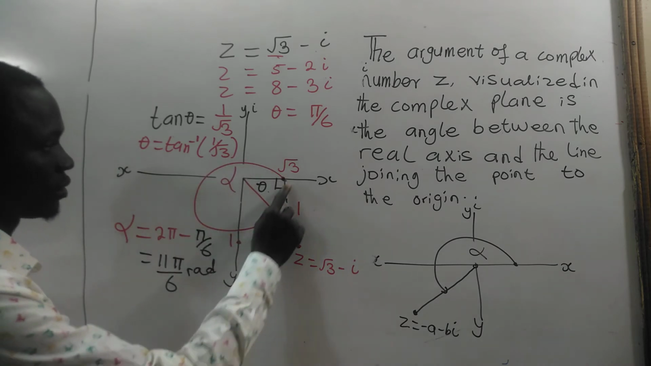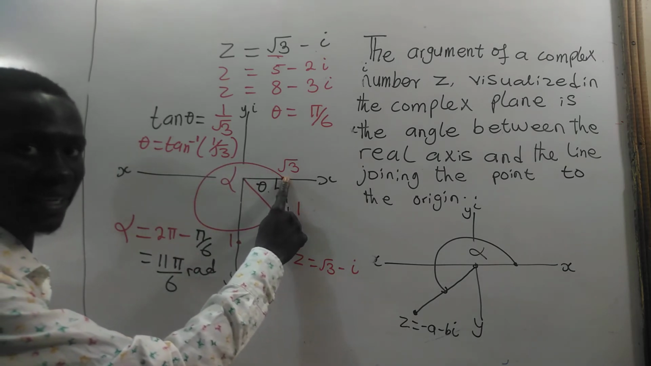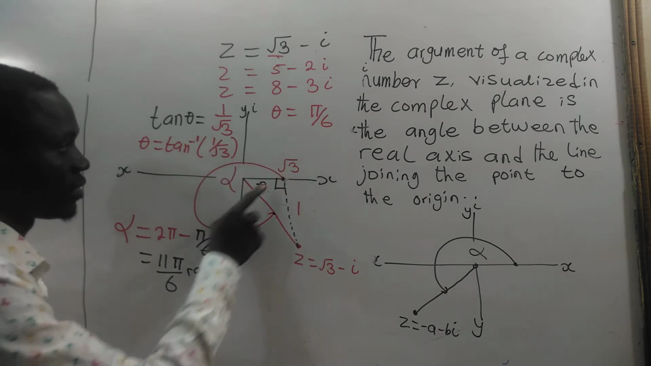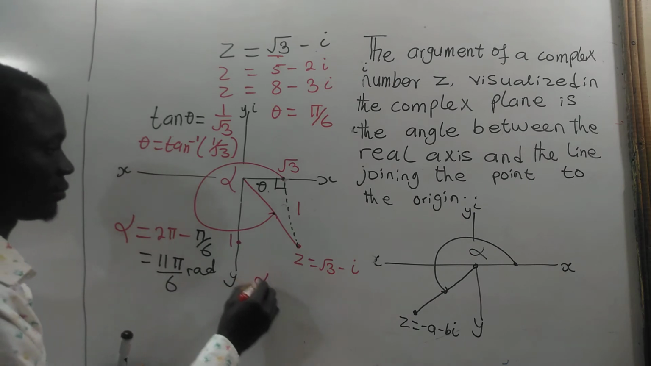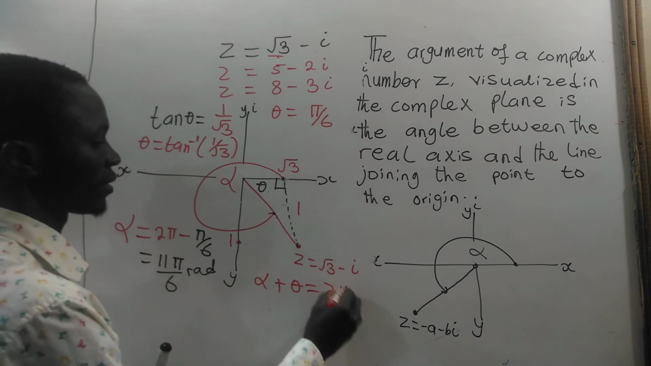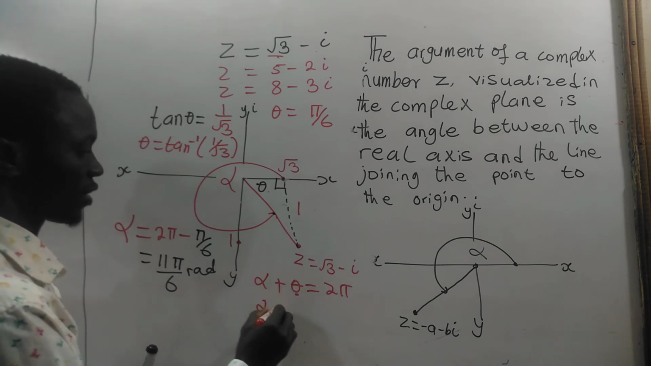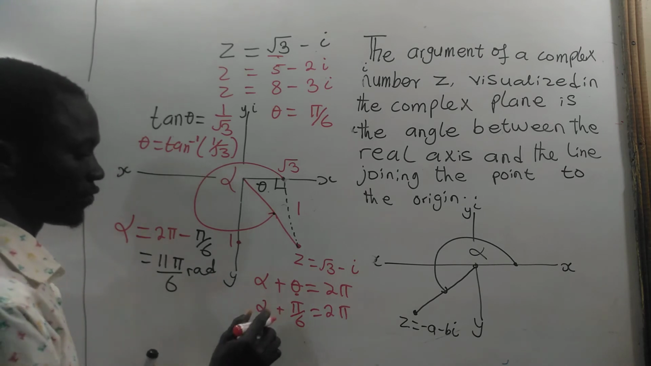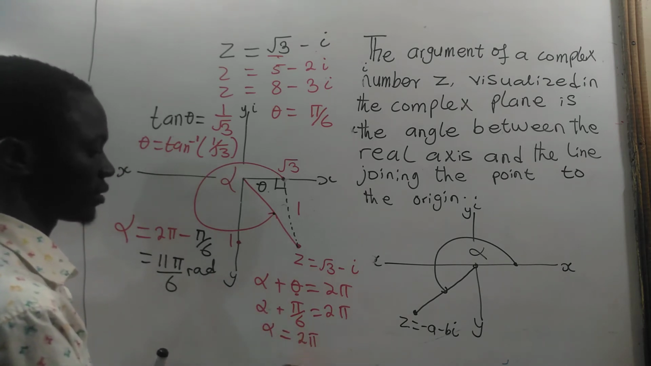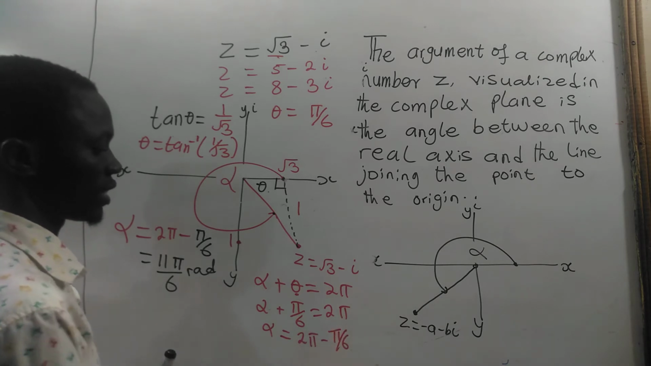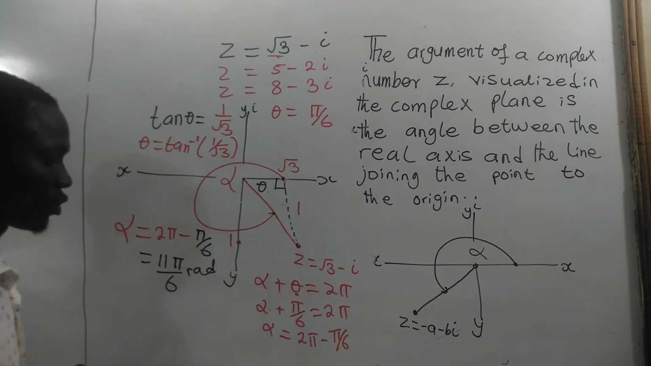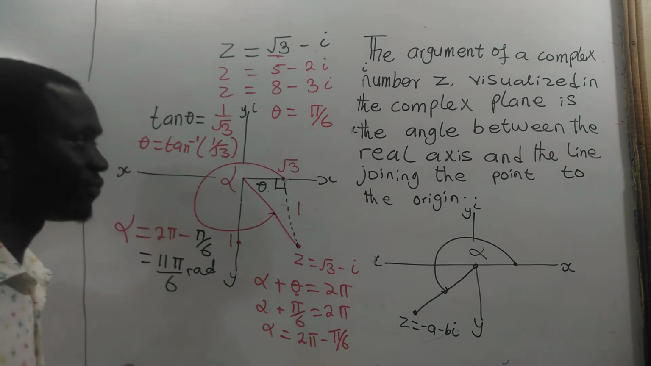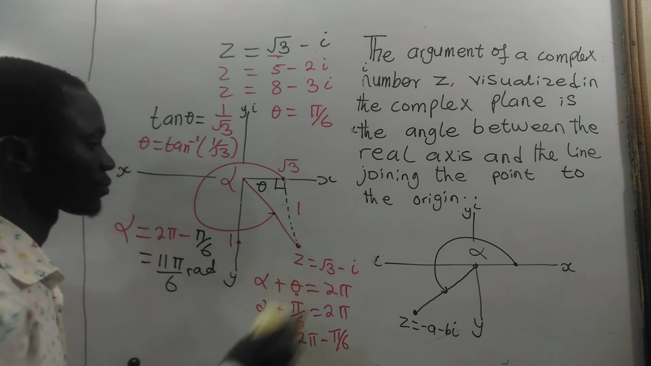From here to this point again is 2 pi or 360 degrees. So we are taking the 2 pi in radians. So if I move from here, alpha plus theta is equal to 2 pi. Now I know theta, so I have alpha plus pi on 6 equal to 2 pi. If I want alpha, I'll write 2 pi minus pi on 6, and that will give me 11 pi on 6 in radians. Now, we can also solve this one in a different way, so let's start that different way and see.